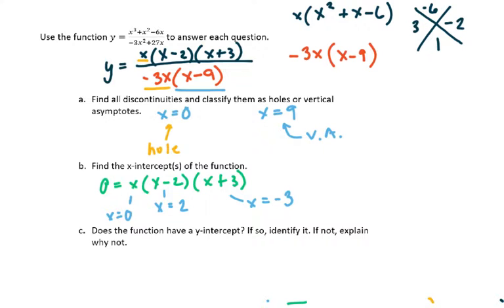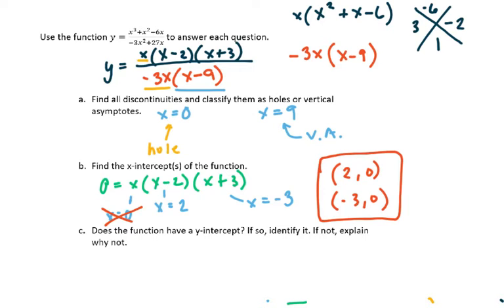But x-intercepts can only occur at defined points on our graph, meaning that they cannot occur at holes. We know that x equals 0 is a hole, meaning that it makes both our numerator and our denominator equal to 0. So we cannot have an x-intercept where x is equal to 0 because we have a hole at that point. But that leaves us with x equals 2 and x equals -3. So we know that we have x-intercepts at the points (2, 0) and (-3, 0).